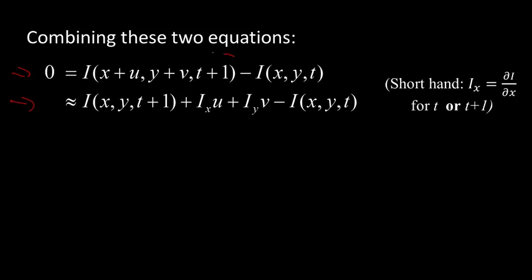What I'm doing is I'm substituting for this value. Remember, it says that I can get the location at x plus u, y plus v. I can do the Taylor expansion. So here's the original (x, y) at t plus 1. And then there is this derivative part: I sub x times u, I sub y times v. And I sub x is the derivative in the x direction. I sub y is the derivative in the y direction.